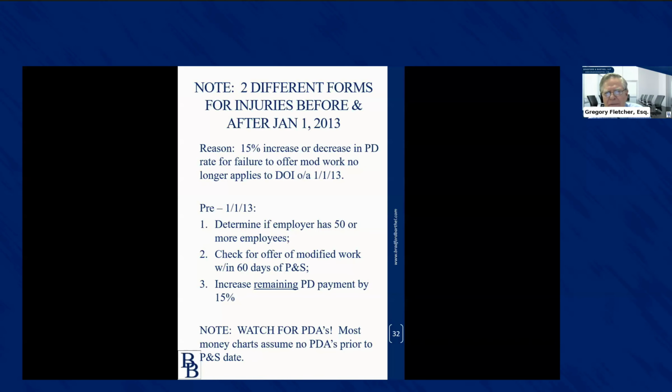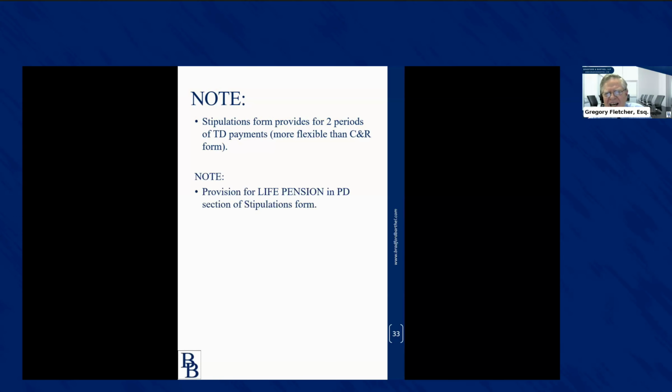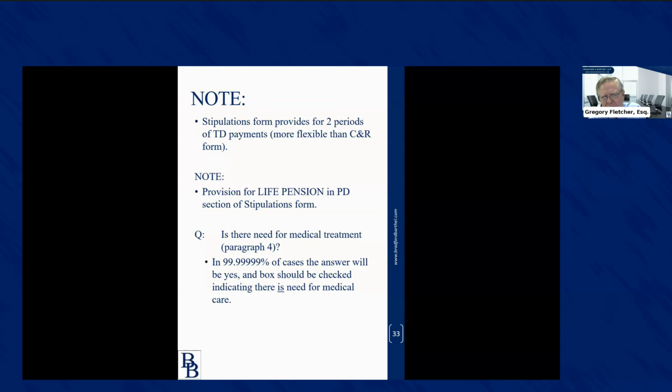All right, note that the STIP form provides for 2 periods of TD, the provision for the life pension. Is there need for medical care? You've got to check that box. Now, you'll have QMEs that say no medical care. Sometimes treaters will discharge people. If you're going to check the box that says there is no need for medical care, make sure there really isn't, because this is a red flag for judges, and this is one of the things that will flag your settlement for a suspension or possibly even disapproval.